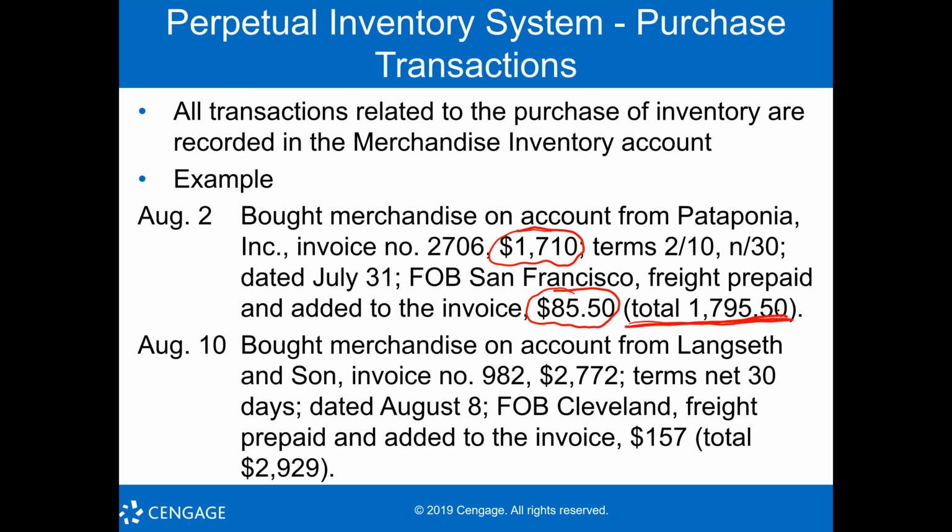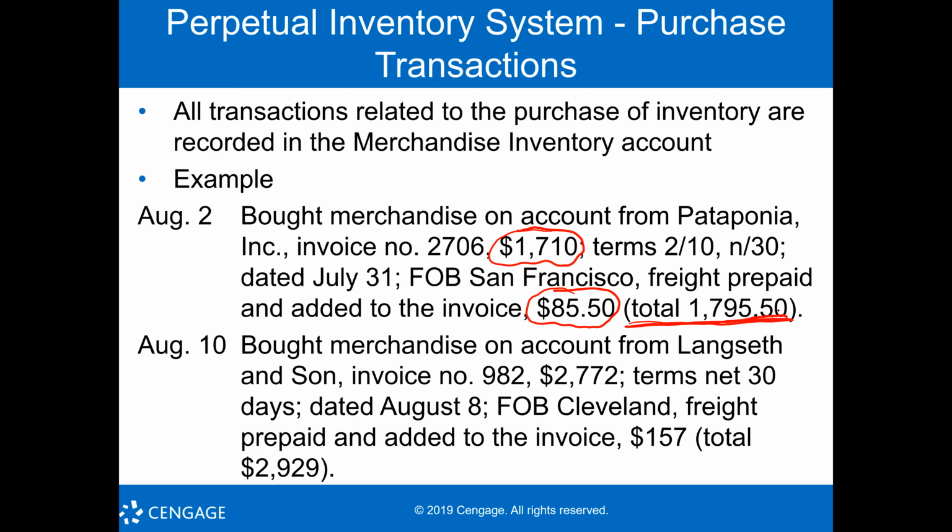Let's see, terms net 30. So the invoice is due in 30 days. FOB Cleveland, so that's FOB destination. Freight prepaid and added to the invoice, 157. So again, we don't have a separate freight in account.